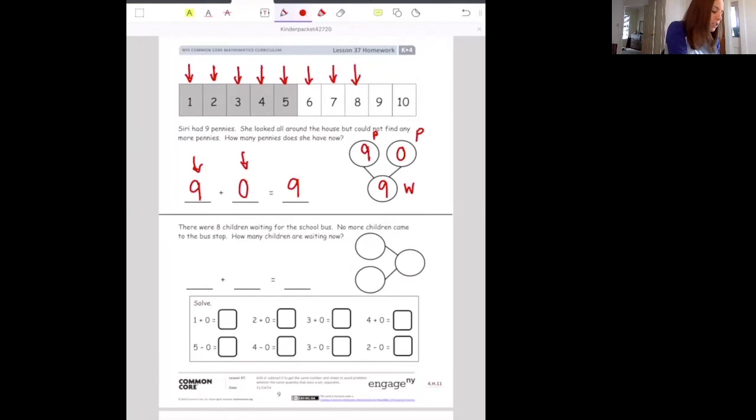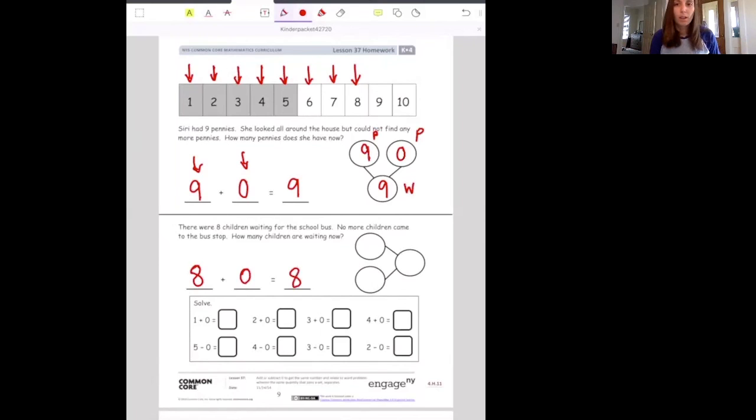So there were 8 children, that's how many you started with. 8 children were waiting for the school bus. No more children came to the school bus. If nobody else came, what number are you going to need? 0. Yeah, no one else showed up. So if you had 8, that's your first part, and nobody else showed up, then that's your second part. Put them together, what will you get? 8, good. When you add 0, the number does not change.